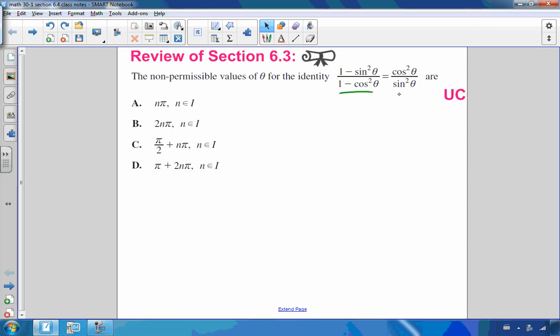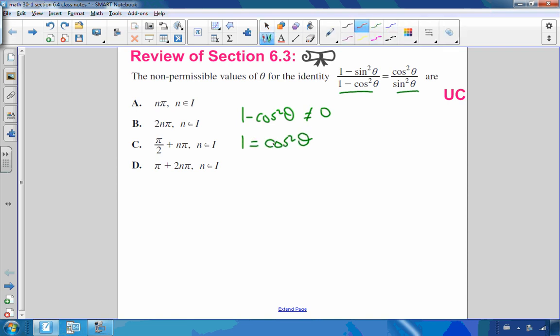So let's look at the denominators here. 1 minus cos squared theta cannot equal 0. So let's solve this one first. I'm going to add cos squared theta to both sides. And then I'm going to take the square root of both sides. Now remember, when you take the square root, it has to be plus or minus, because 1 times 1 is 1, but negative 1 times negative 1 is also 1. So that means that plus or minus 1 is equal to cos theta.